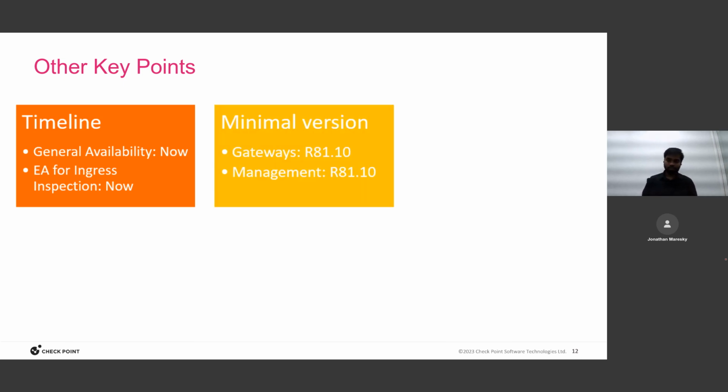Next, for Checkpoint, currently the minimal version we support is R81.10, and the latest version we support is R81.20. We have to keep that in mind. So if a customer wants to deploy R80.40 or R81, right now it's not possible. The minimal version is R81.10 only.